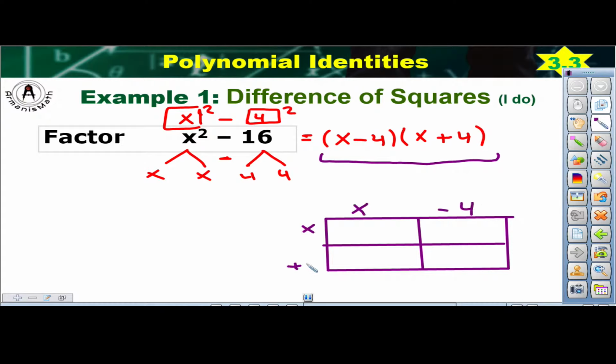x plus 4. Help me out, you guys. x times x is how much? That's true. And then negative 4x. And then positive 4x. And then I'll get a negative 16. What do you think I'm going to do now? What do you think is my next step? Daniela, Elmar, Emily, what's my next step here?